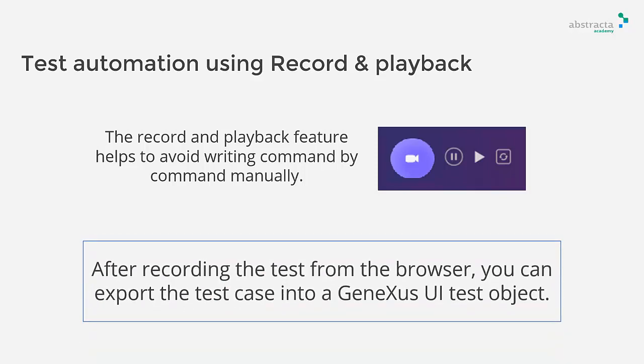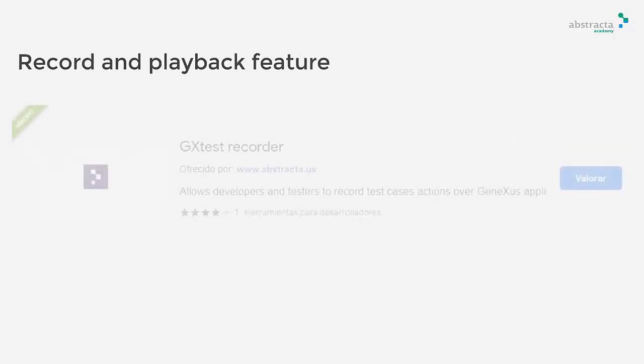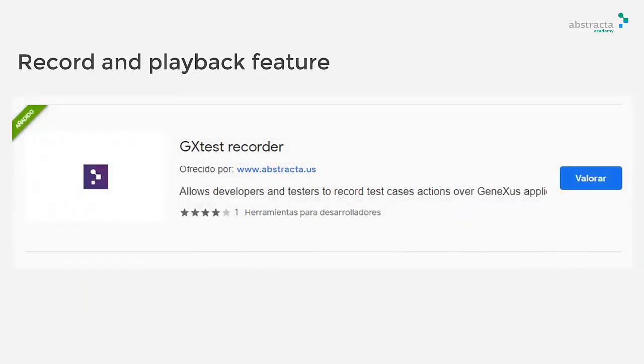After recording the test from the browser, you can export the test case into a GeneXus UI test object. This Chrome extension with recording, editing, and playback capabilities is called GXtest Recorder. This tool can be downloaded from the Google Chrome Web Store. Now, let's take a closer look at different sections of the recorder.